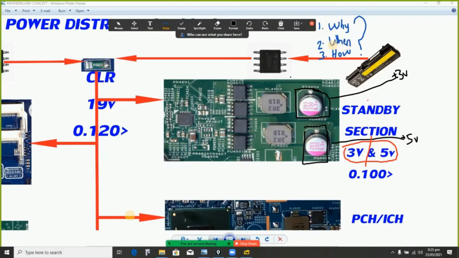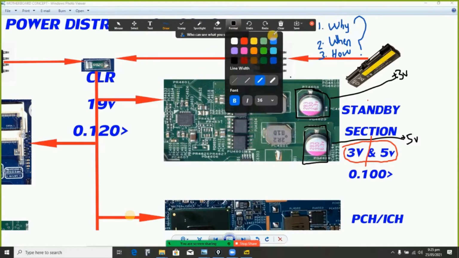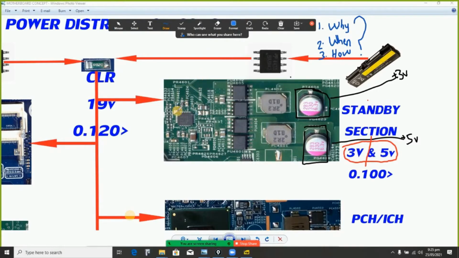So the next question is when. When is this voltage going to come? That is the standby voltage. That is, when the 19 volt is present on the CLR, then it is time for the standby to generate. We should question, how will it generate? This will be generated through this regulator here, the standby regulator.